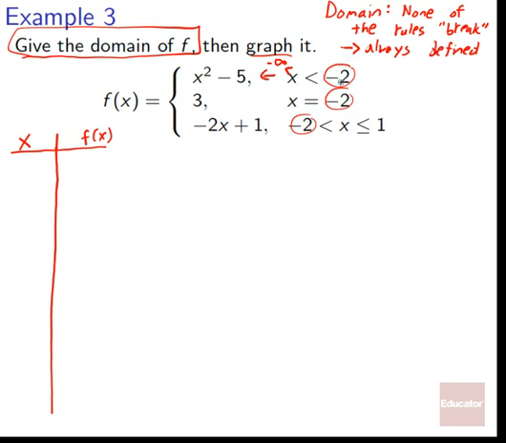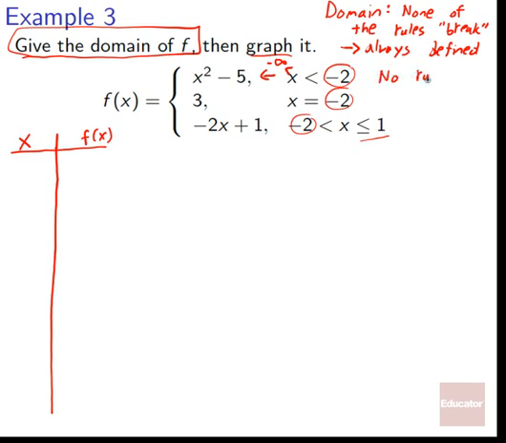Well, negative infinity up to negative 2, and then negative 2 is here at equal, and then negative 2 is less than x. So we've covered all of our bases from negative infinity up to negative 2 and keep going up until 1. Is there any rules for what happens if x is greater than 1? No, we don't have any rules. We've got x is less than negative 2, x equals negative 2, and negative 2 is less than x, which is less than or equal to 1, but we don't have any rules for when x is greater than 1.